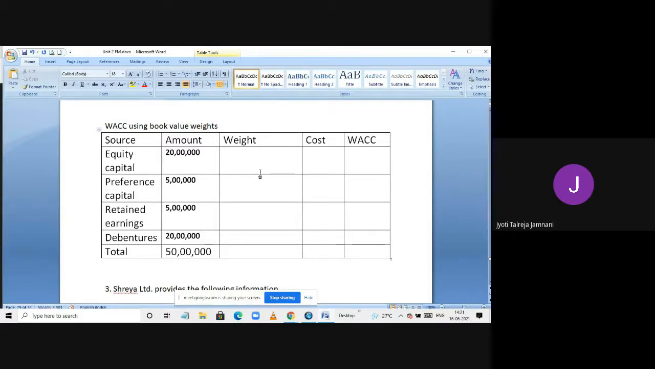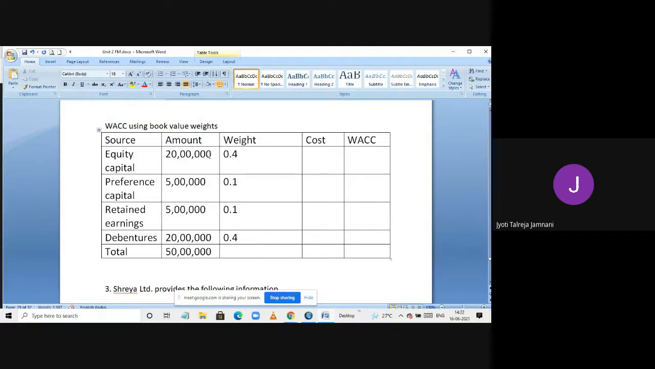Now we have to find the weights. How to find the weights? Equity divided by the total gives you the weight of equity. So 20 lakh divided by 50 lakh. See how much you get? 40%, that is 0.4. Then 5 lakh divided by 50 lakh, you will get 0.1. Again 5 lakh divided by 50 lakh, 0.1. And last, 20 lakh divided by 50 lakh is 0.4. So these are the weights that we have found out.